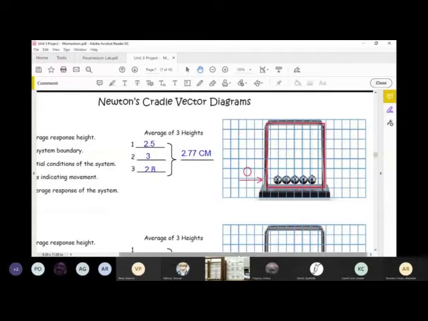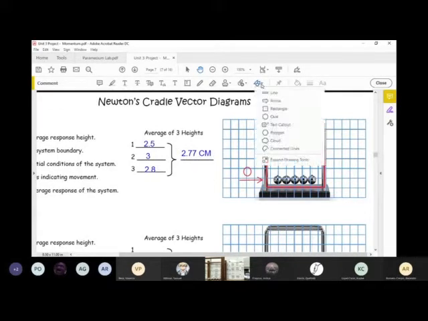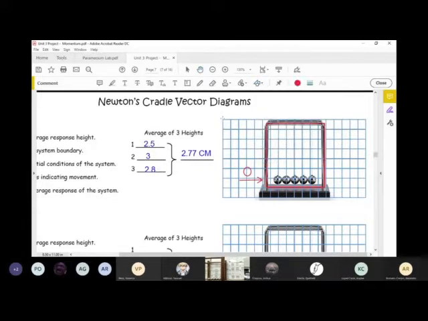So there's my vector going in, but now I need another vector going out. And this vector should not be 3 centimeters, it should be 2.77. So I'm going to draw another arrow. I'm just going to use the same zone to measure it. 1, 2, a little bit more than 2.5. And there's my other vector arrow, except this one's exiting the system.